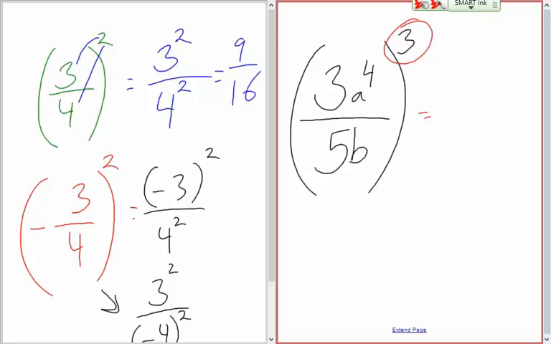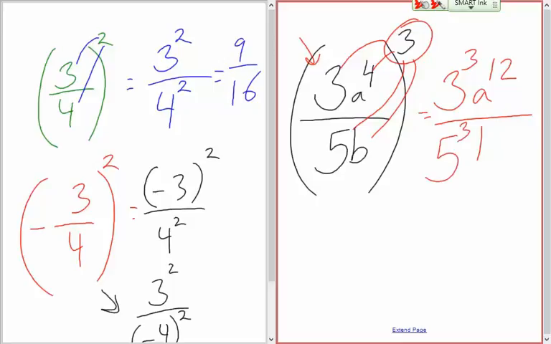Distributes. Yeah, it distributes into everything in there. Is everybody okay with that? All right, so how many things is it hitting up top here in the numerator? 2. So I get 3 to the what up top? 3rd. 3 to the 3rd, and we get a to the 12th. Down below, what's happening? So I get 5 to the 3rd and b to the 3rd.